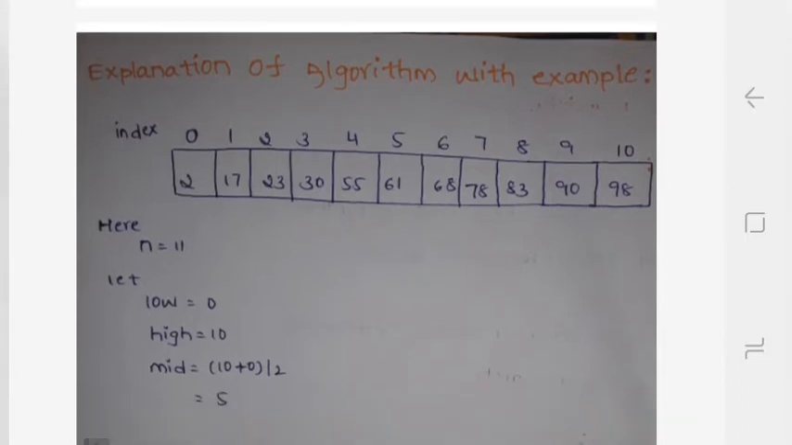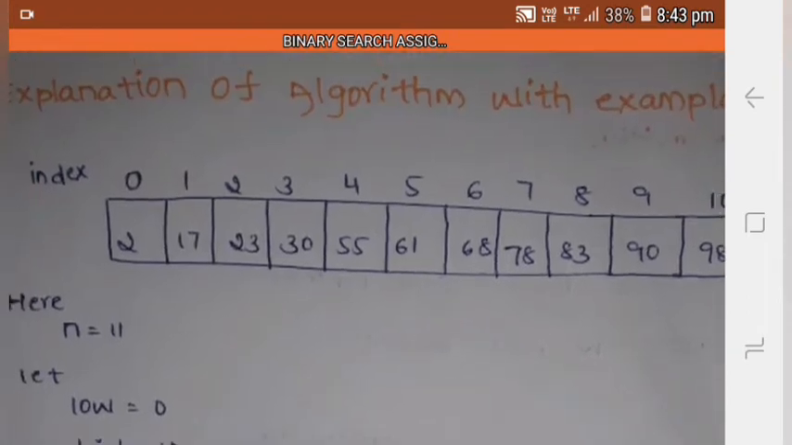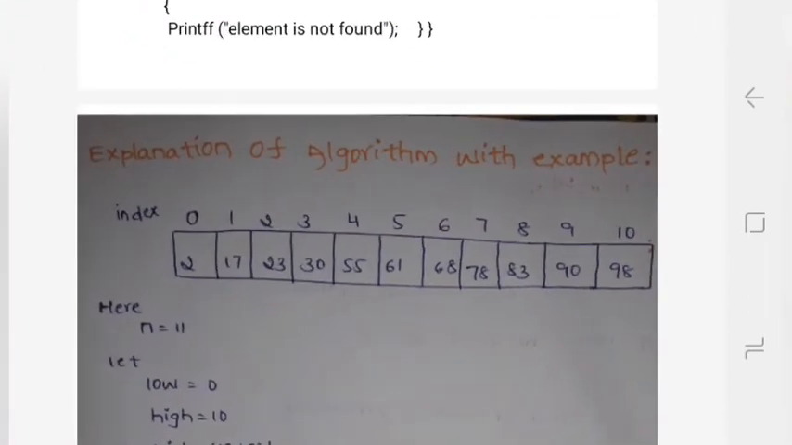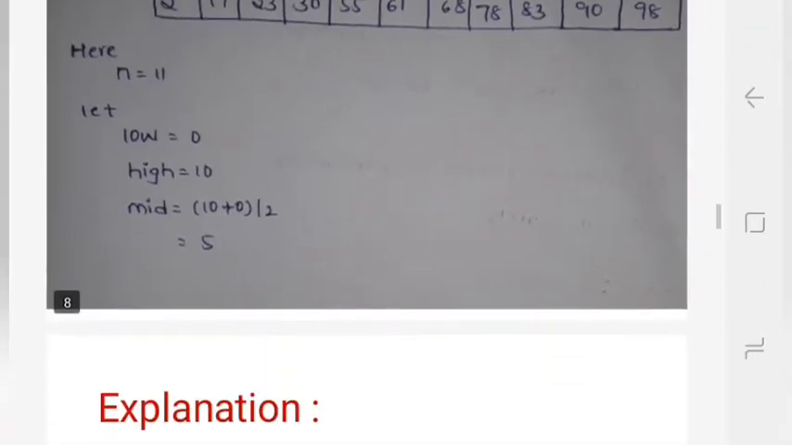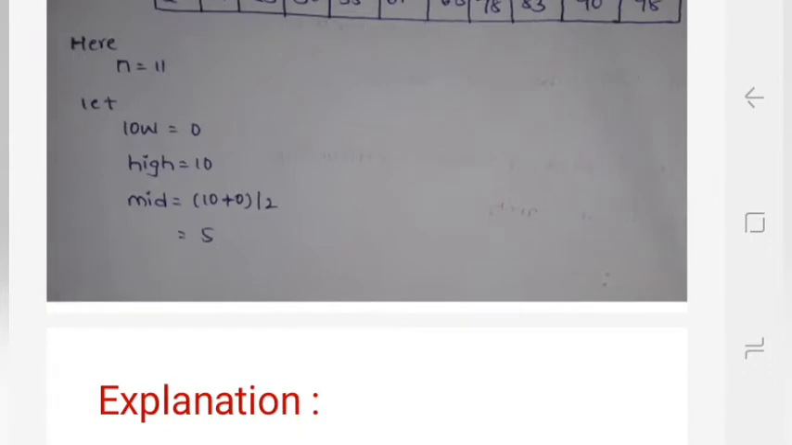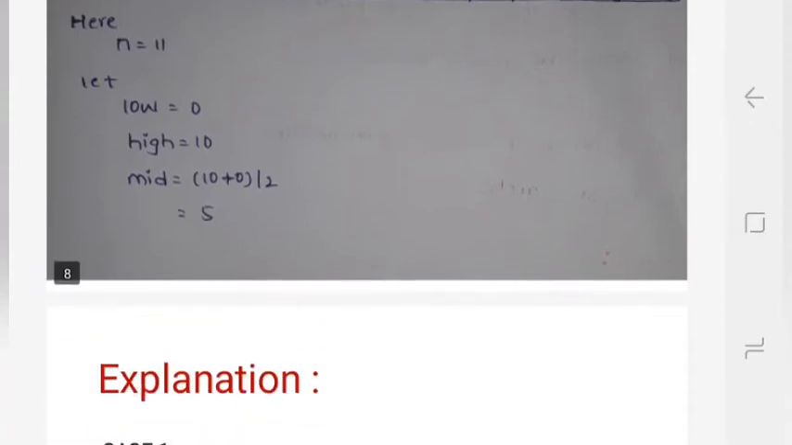Next, moving to the explanation of the algorithm with an example, we are taking an array of size 11. So n is 11 and the index is going to vary from 0 to 10. We are assigning index 0 to low and index 10 to high, and we are calculating mid as the average, that is equal to 5. Here the value of mid is a of 5, that is equal to 61.